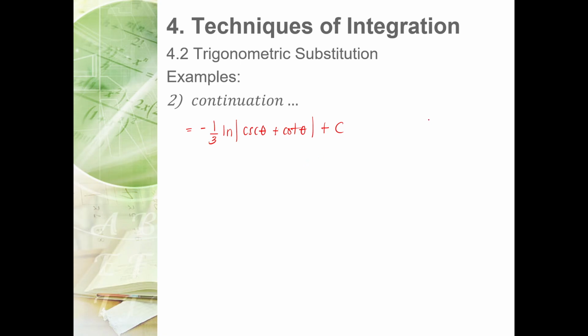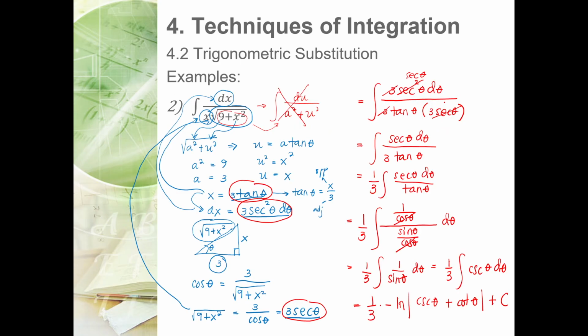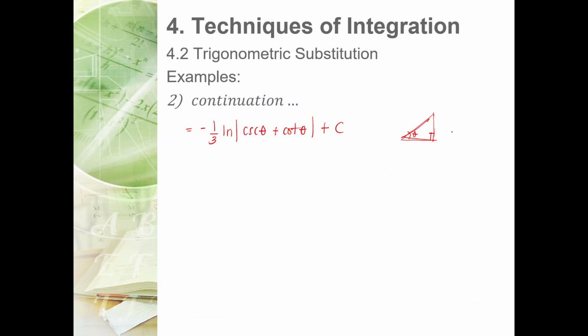So again, we're going to base the replacement of your cosecant theta and cotangent theta on the right triangle. Since we are utilizing the tangent function as per the previous slide, notice that this one is x, and then 3, and then the square root of 9 plus x squared. So starting with the cosecant function, that's the hypotenuse all over the opposite side.